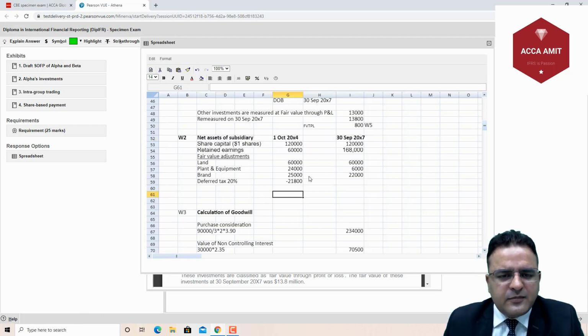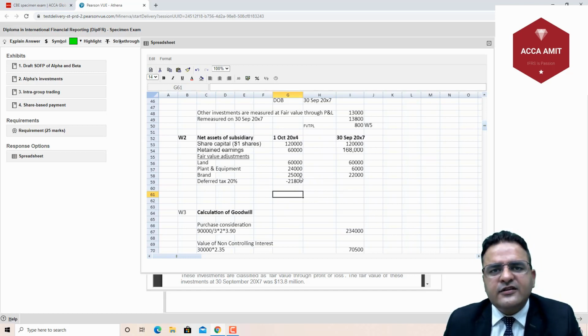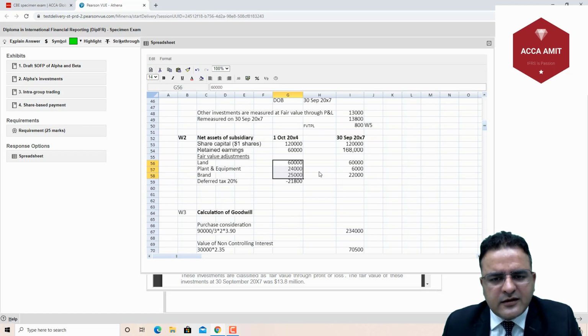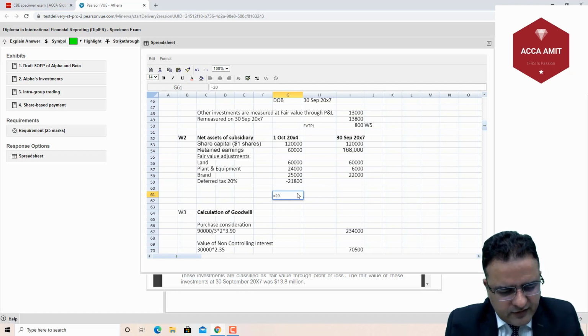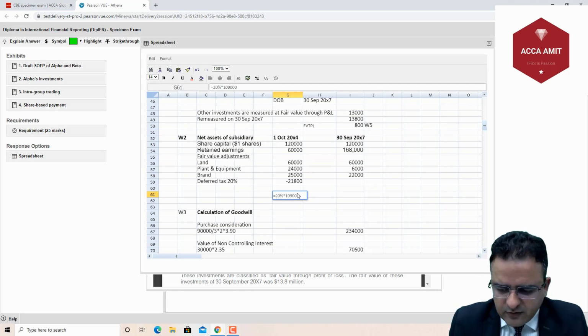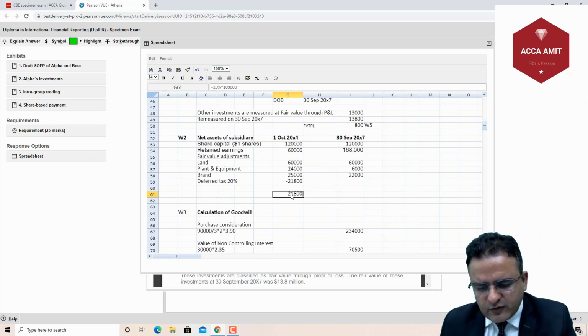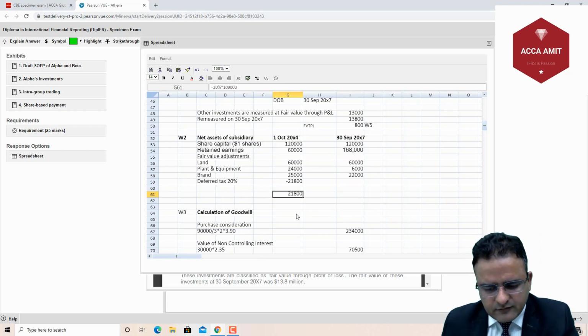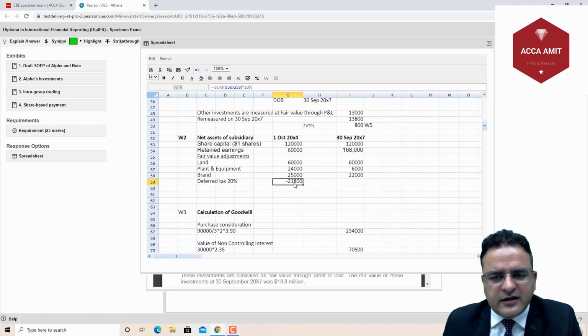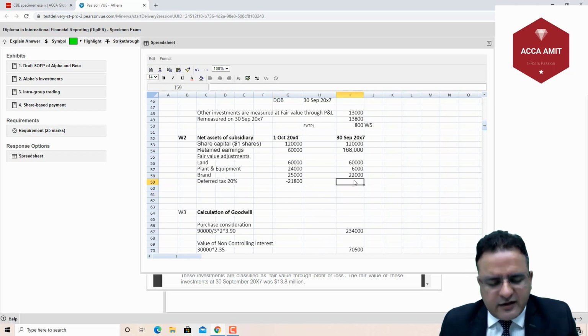So the land is increased by 60,000, plant and equipment by 24,000, and brand has increased by 25,000. This indicates that we are going to earn more in future. If we are going to earn more in future, we'll be liable to pay more tax in future. And if we are expecting to earn in total 109,000 in future, and if the rate of tax is 20%, we'll be liable to pay around 20% of 109,000, which is approximately 21,800. So that's what I've included here as part of the deferred tax liability. The same figure will be calculated here.